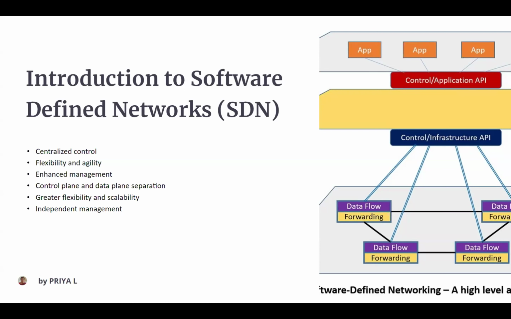So it is centralized control. In traditional networking, network devices make their own decisions about where to send data and from where it has to be received. In SDN, the control plane is centralized, meaning that a central controller has a global view of the network and makes decisions about how data flows through the network. This centralized control allows more efficient management and optimization of network resources.